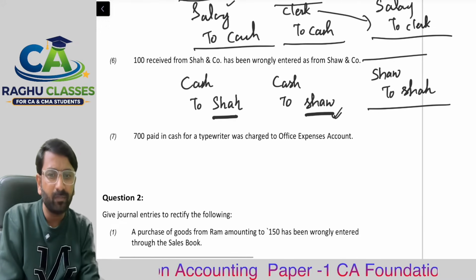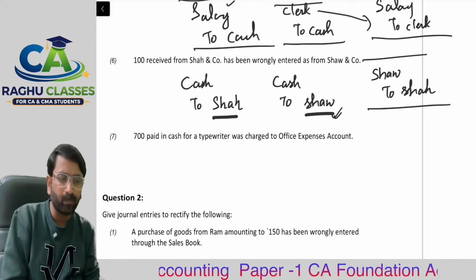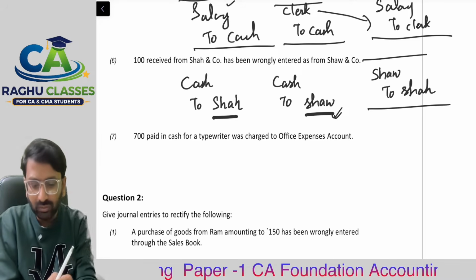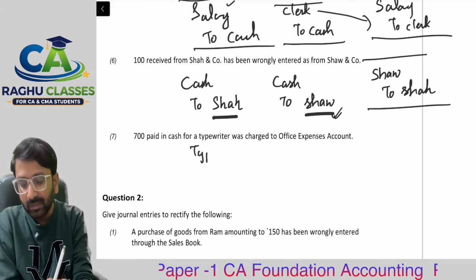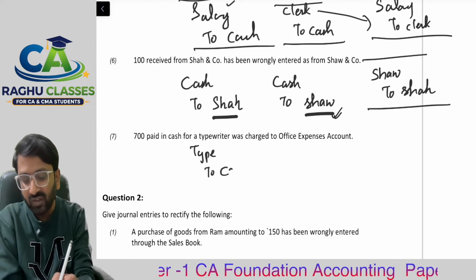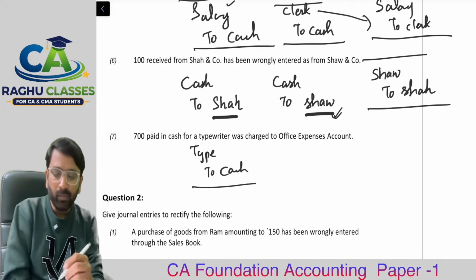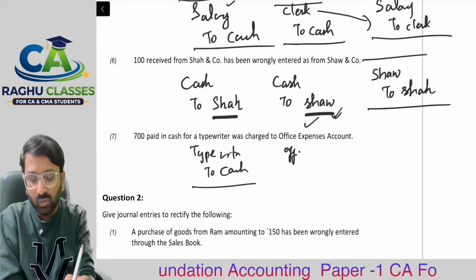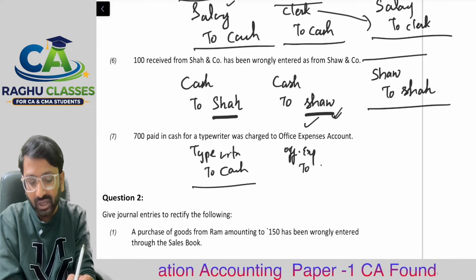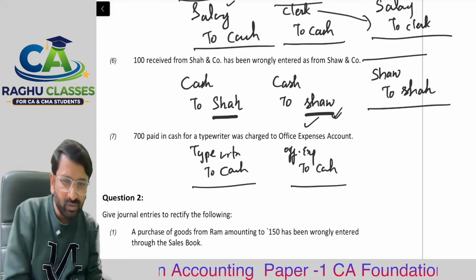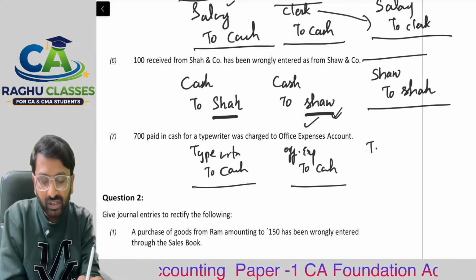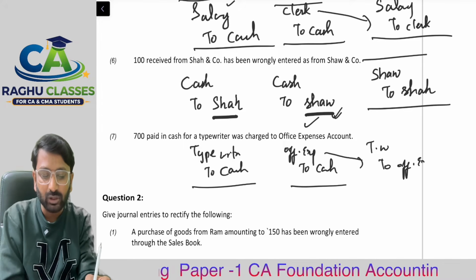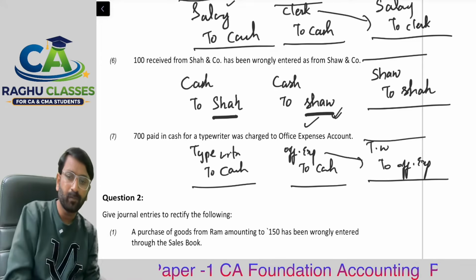700 rupees paid in cash for a typewriter is charged to office expense. So if you're buying a typewriter, can we say this is an asset for you? So the correct entry should have been typewriter account debit to cash, or office equipment account debit to cash. But instead of debiting typewriter, it was debited to office expense. So can we say the wrong entry would have been office expense account debit to cash. So now the rectification will be typewriter will be debited now and office expenses will be cancelled. Typewriter account debit to office expense will be the rectification entry.